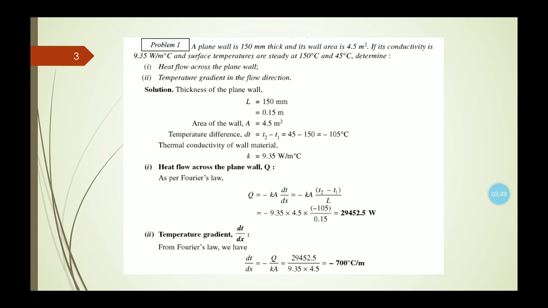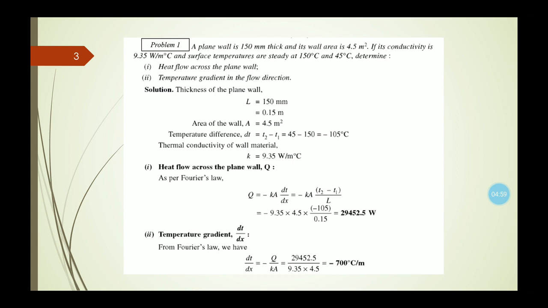What it says: a plain wall is 150 millimeter thick and its wall area is 4.5 meter square. If its conductivity is 9.35 watt per meter degree centigrade and surface temperatures are steady at 150 degree centigrade and 45 degree centigrade, then determine number 1, the heat flow across the plane wall, which means the capital Q we need to find. The second is the temperature gradient in the flow direction, which means dT/dx. After going through the question, we can say it is a problem of conduction, and we need to use Fourier's law of heat conduction to determine the required values.